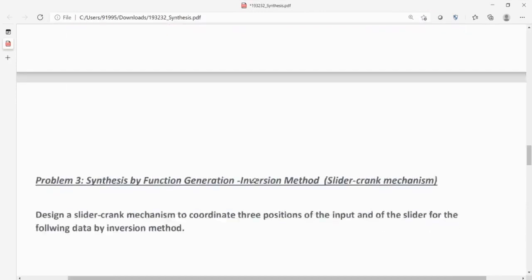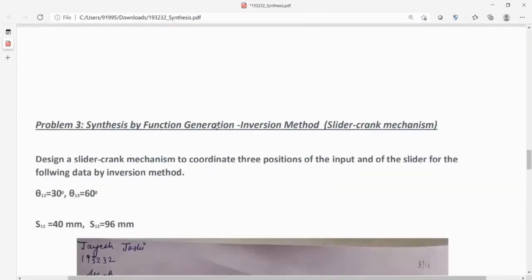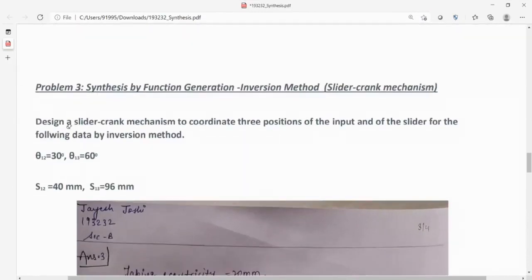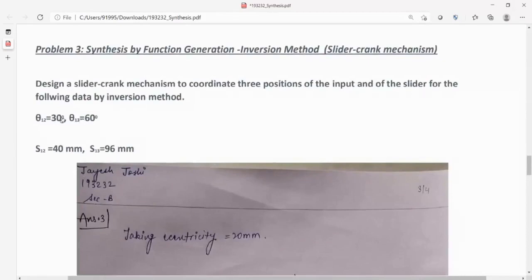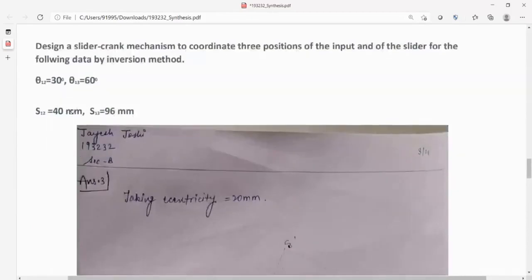Now we move to the third question, which is synthesis by function generation, inversion method for a slider crank mechanism. We are asked to design a slider crank mechanism to coordinate 3 positions of the input and of the slider for the following data by inversion method. The angles for the cranks are given as 30 degrees and 60 degrees, and the displacement for the slider is given as 40 mm and 96 mm.